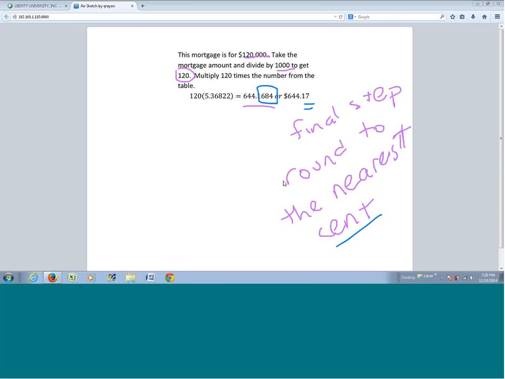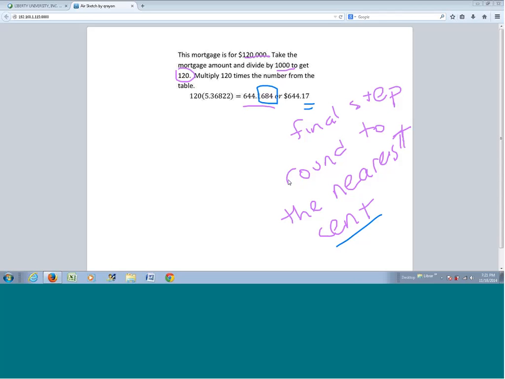So when you round to the nearest cent, you actually have to look 3 places after the decimal to see what to do with that place that would be pennies. Do you round up or do you leave it the way it is? If 3 places after the decimal it's a 5, 6, 7, 8, or 9, you round up. If it's 0 through 4, then you round down.